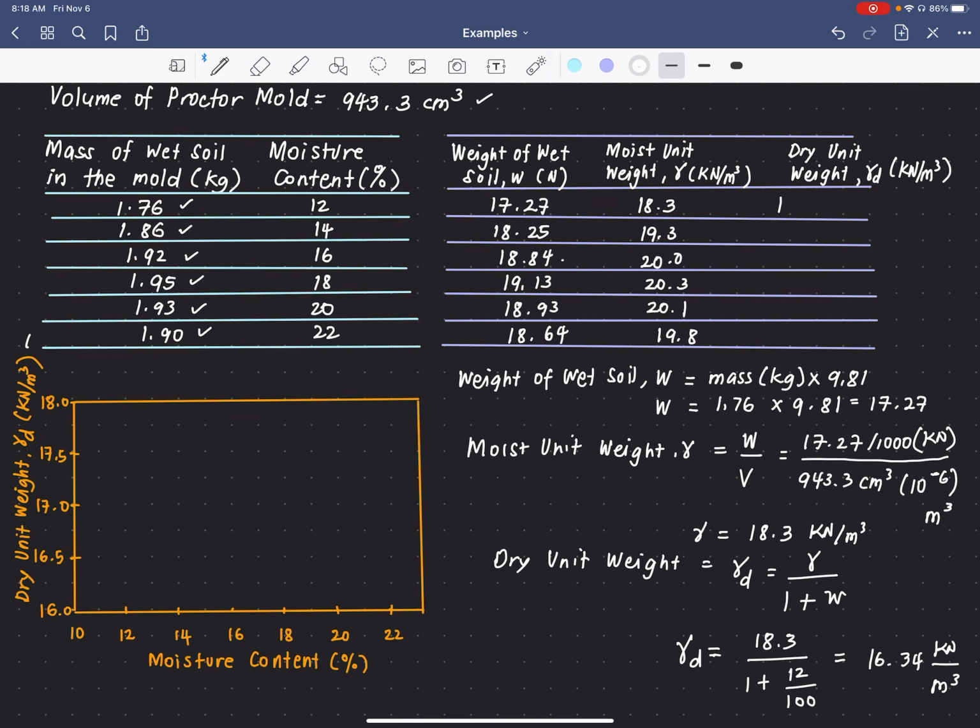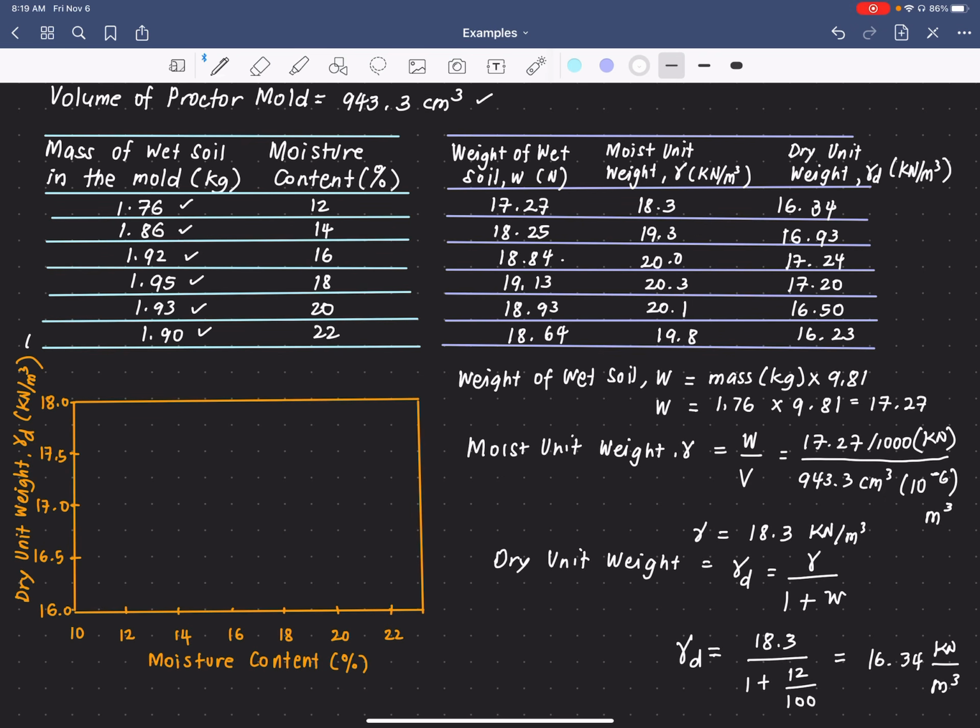So this becomes 16.34, and the next trial is 16.93 after doing the same process. 17.24 here, we have 17.2, we have 16.5, and 16.23.